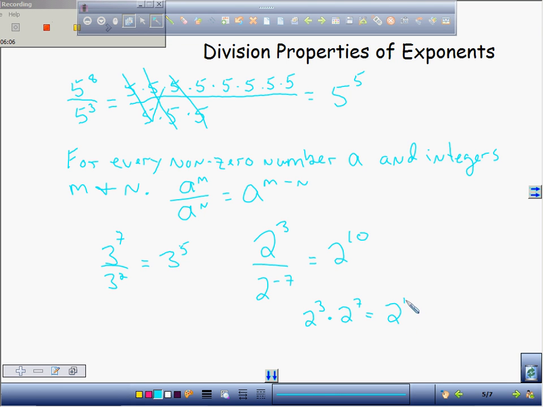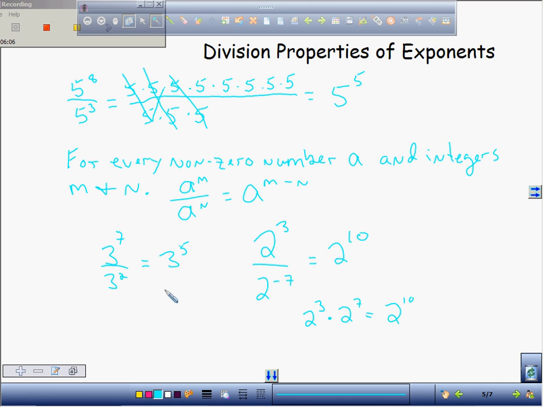Add them, right? So if I wanted to, I could rewrite this as 2 to the third times 2 to the positive 7, and then add the exponents. Okay? Very good. All right. So now, don't you hate this? It gets harder and harder. A to the 5th, A to, but how about this?